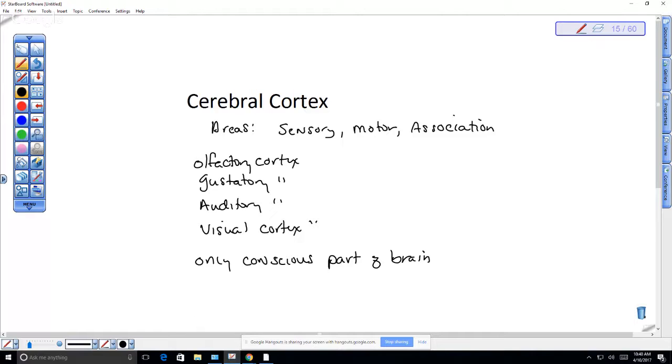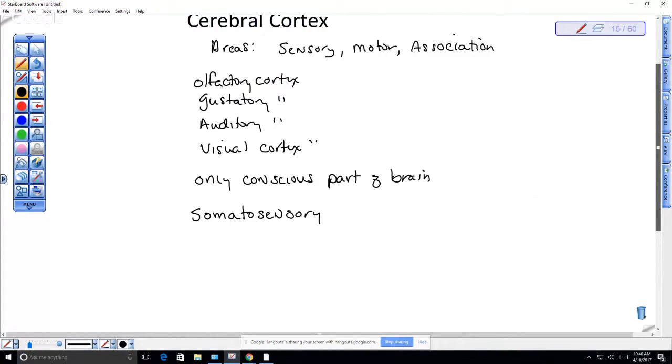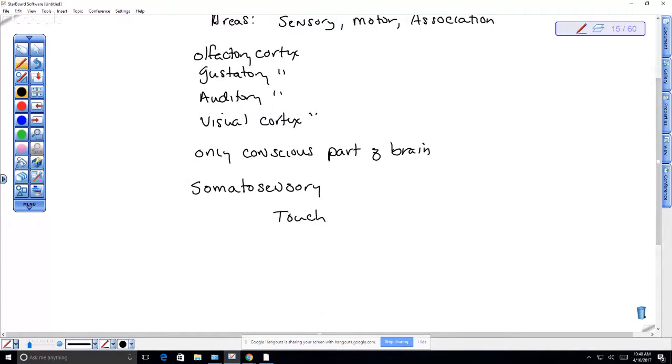Now we have another part of the cortex which is also sensory, which is called somatosensory. So what does soma mean? Body, right? And so this would include touch. Okay. So on the surface of the skin, all over the body, the touch receptors go to the somatosensory cortex.